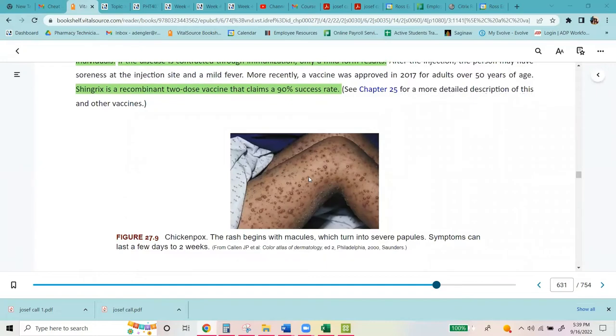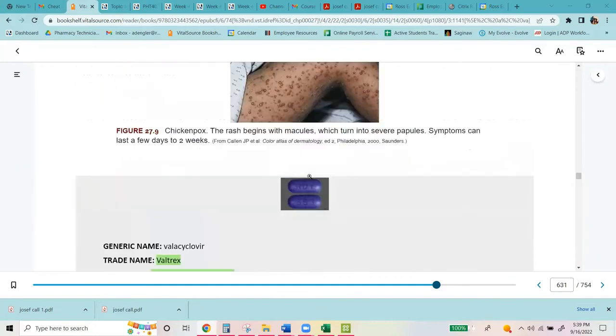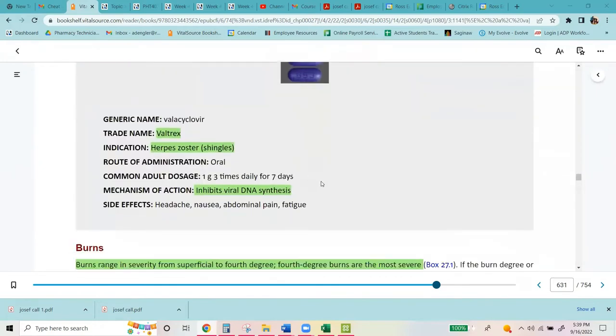And 27.9 shows chickenpox. The medication Valtrex is indicated for herpes zoster infection. So it is used for genital herpes. It's used for cold sores, which are another type of herpes. And it is also used for shingles.